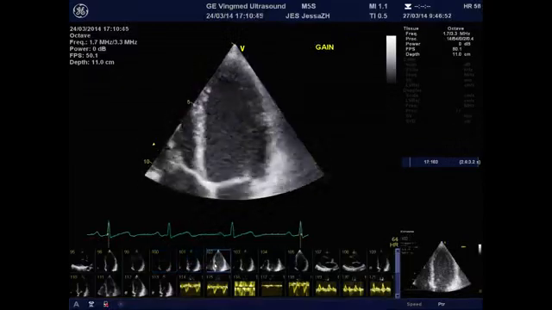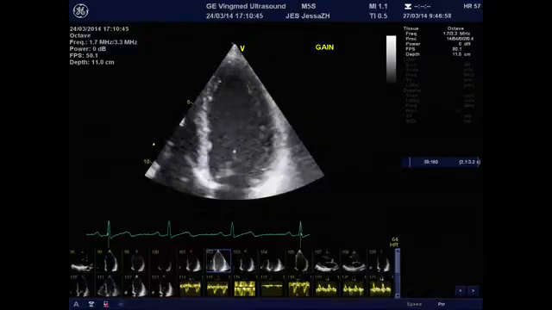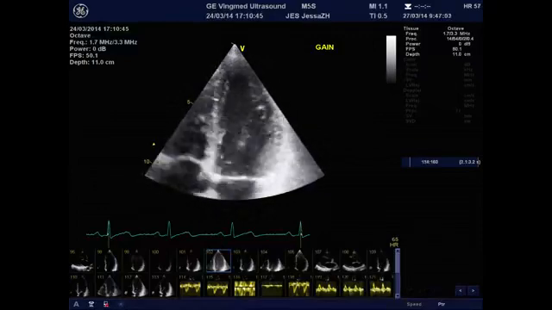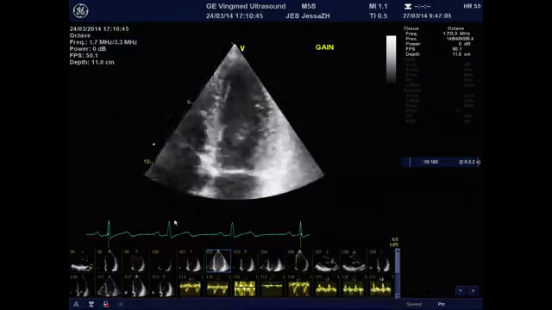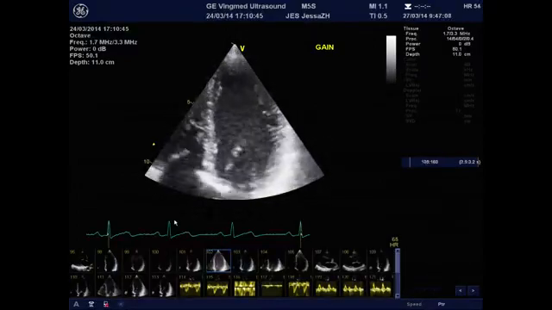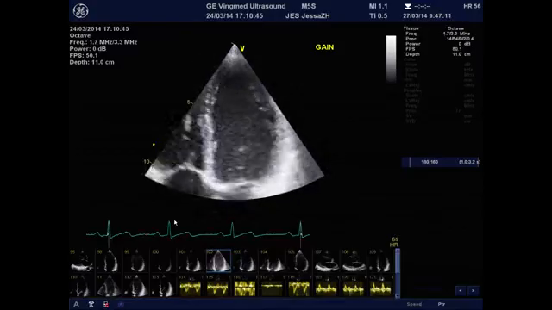Some people tend to overgain their image. And I must say, gain is something very personal, but often if you overgain your image, you will get a lot of noise in the blood pool, because when you gain, you increase your signal as well as your noise. So your signal to noise ratio stays the same. That's contrary to increasing power. When you increase power, you will get a better signal, but you will not increase your noise.